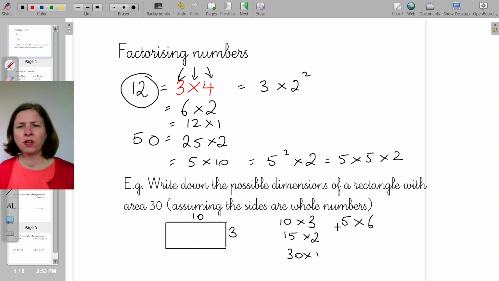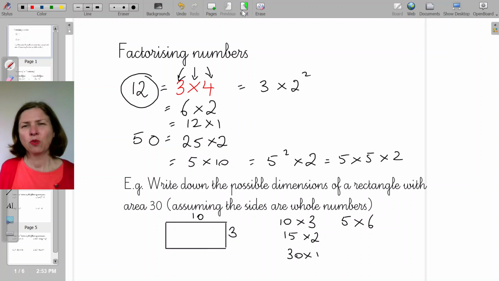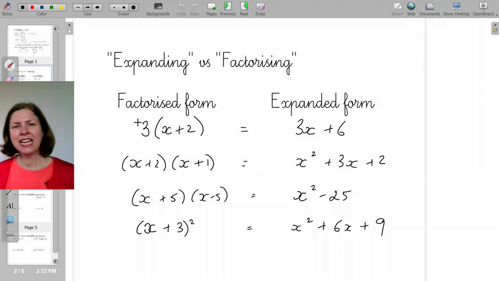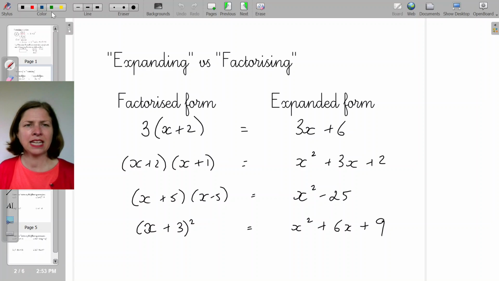Okay, so this is an example of when we might use factorising. If I know that the area is 30 and I don't know the side lengths, that's what I can do. So what's that got to do with algebra then? Well, when I factorise something in algebra, I change it from what we call expanded form into factorised form, which is actually two things multiplied together. There's a little invisible times here.